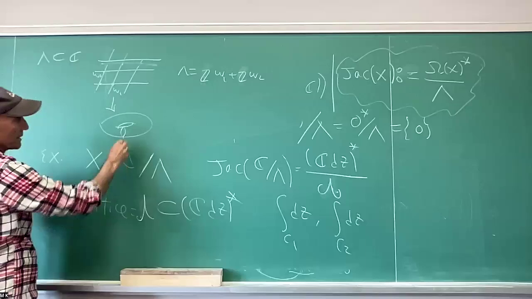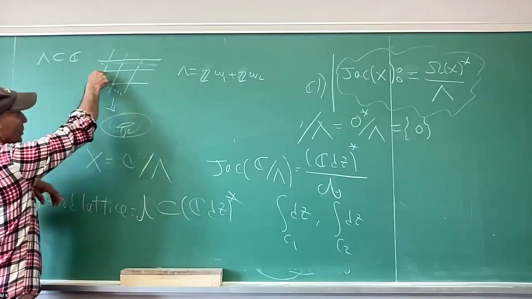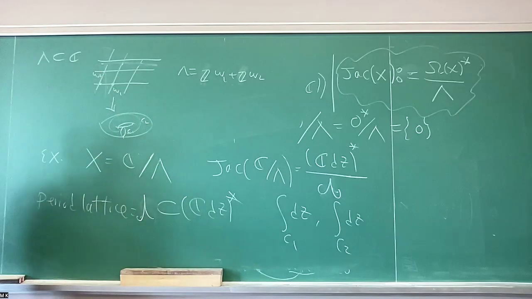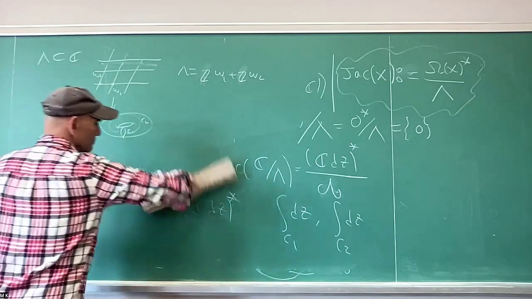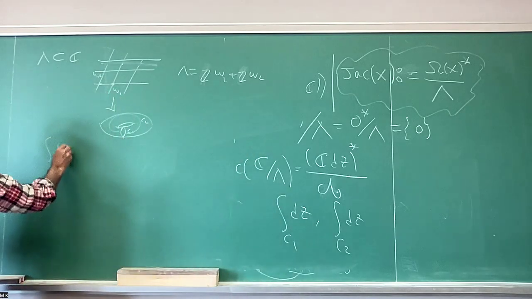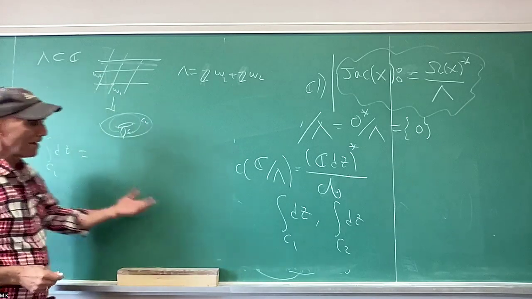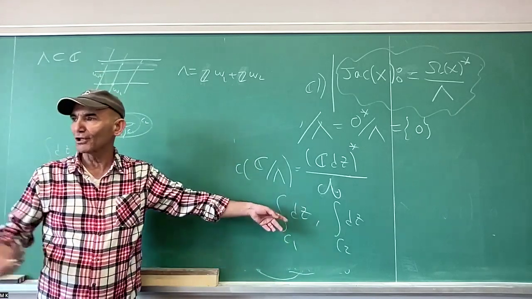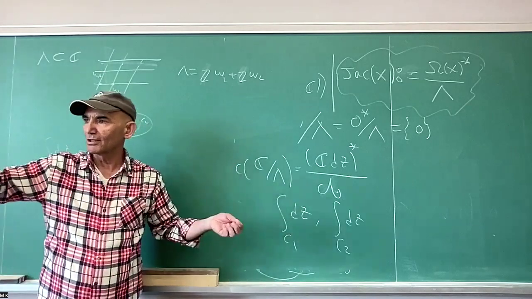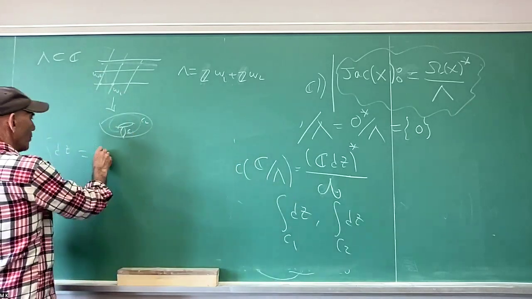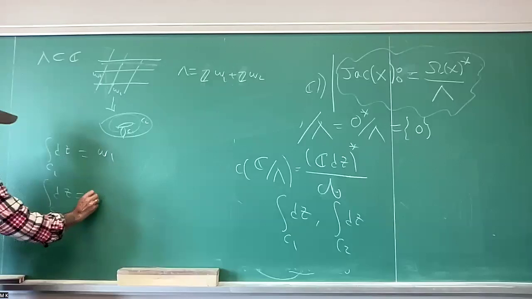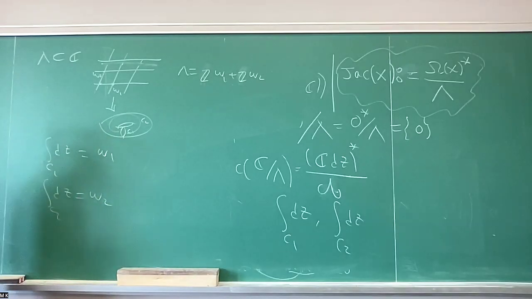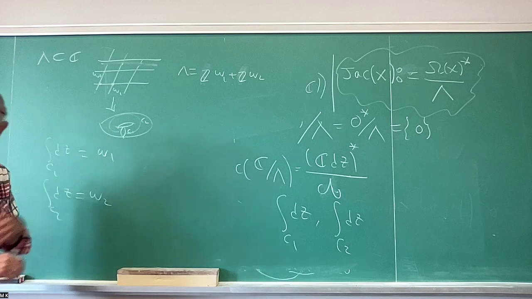This is C1, and the other one, coming from omega 2, I call it C2. If you integrate dz over C1, this dz is a perfect differential. You have to subtract from this end to the other end, so this is just omega 1. And the integral of dz over C2 is omega 2. So the period lattice is the same as the original lattice.